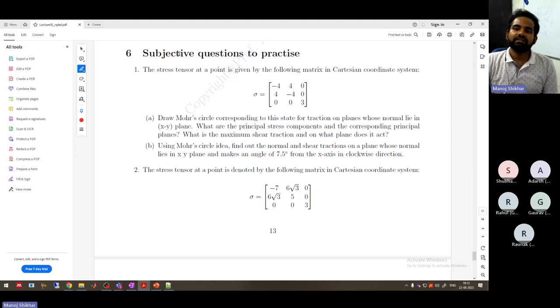What is the maximum shear traction and on what plane does it act? Using Mohr circle, find out the normal and shear tractions on a plane whose normal lies in XY plane and makes an angle 7.5 degree from the x-axis in clockwise direction.